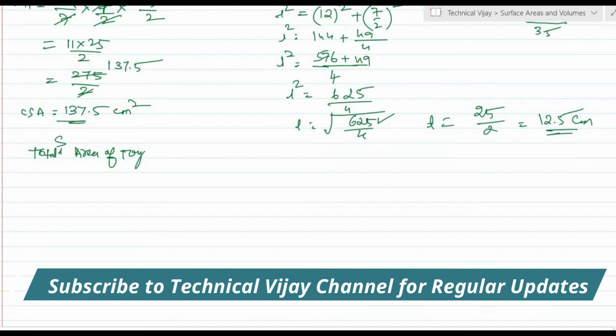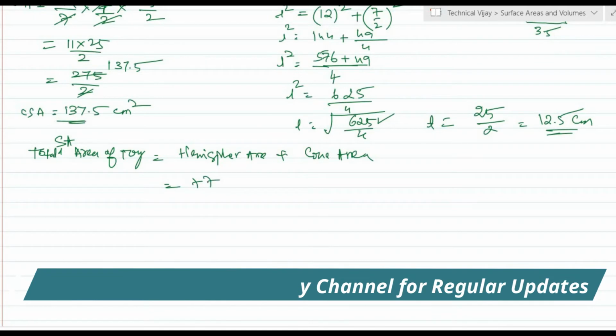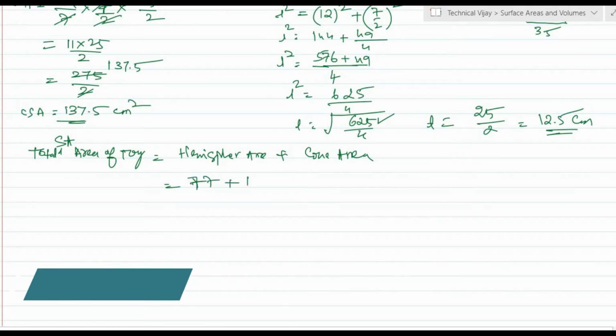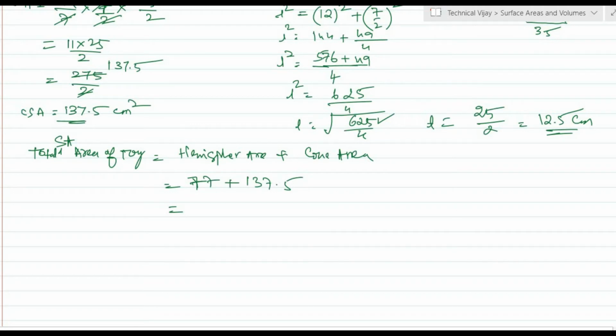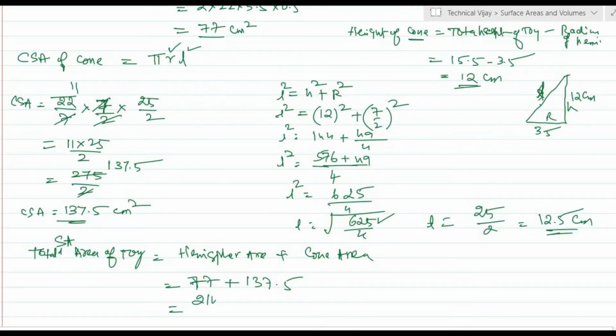Here total surface area is equal to hemisphere area plus cone area. Okay, so we have calculated here: 77 plus 137.5, which comes to 214.5 square centimeter. Okay, this is the solution. We'll go for the next one.